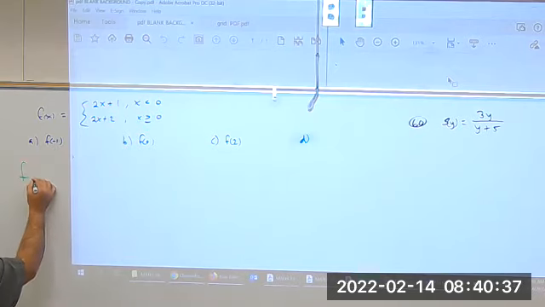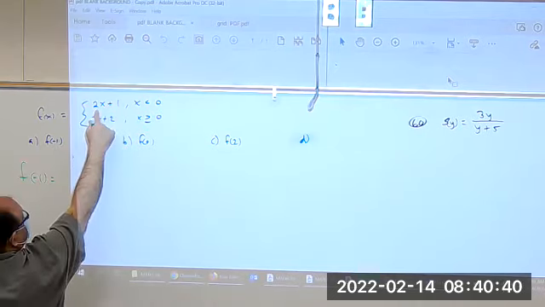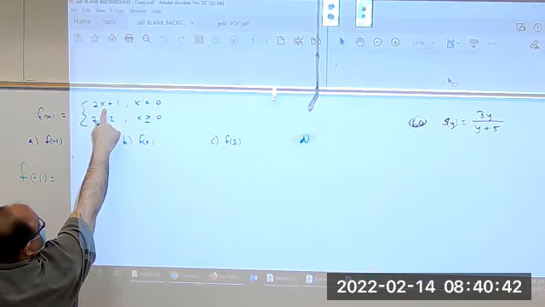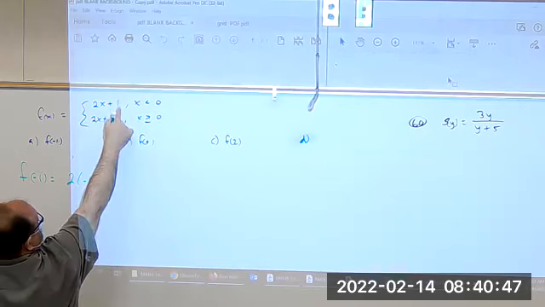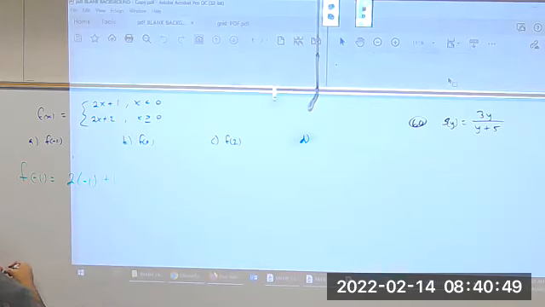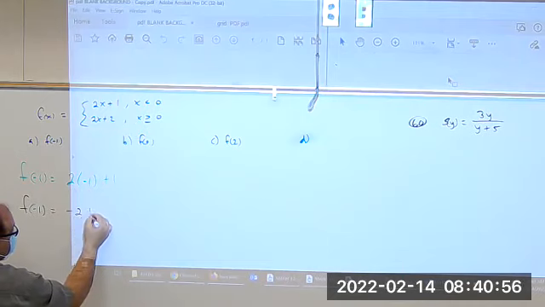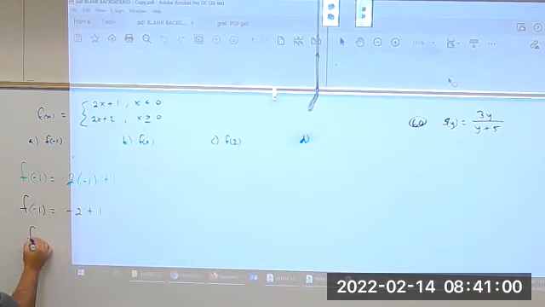So f of -1 is equal to 2 times that x becomes a -1. So it's 2 times -1, and then we go plus 1. So f of -1 is -2 plus 1. So f of -1 is -1.